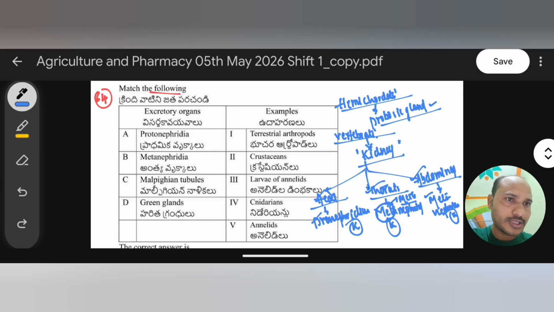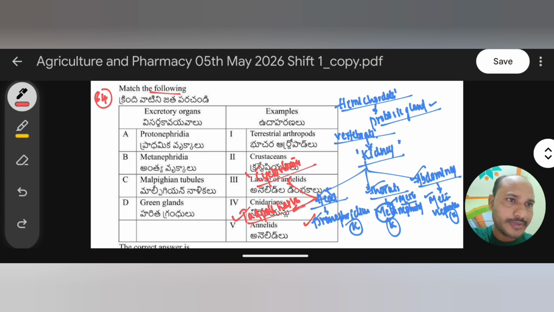Generally these pronephridian kidneys are seen in two important organisms: cyclostomes, and also the tadpole larva of fishes or amphibians. So in cyclostomes and tadpole larva, which type of kidney do we see? Pronephridian kidney.